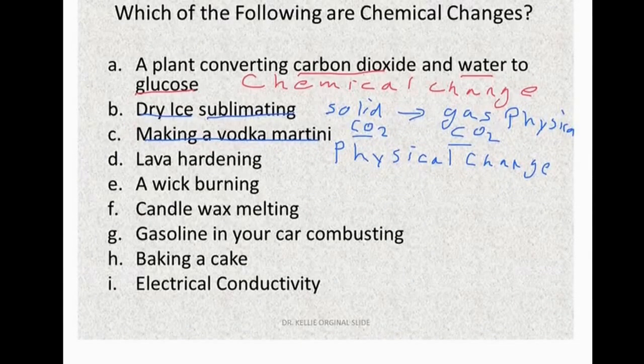Lava hardening. You go from liquid lava to solid lava. Yep, you got it. That's a physical change.